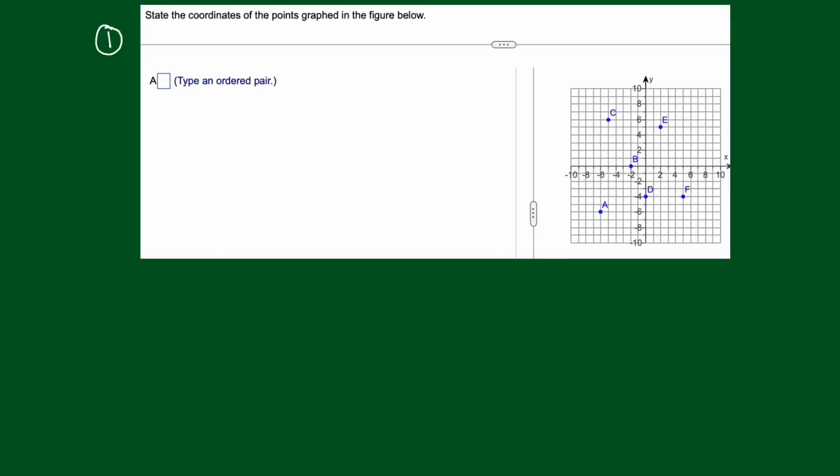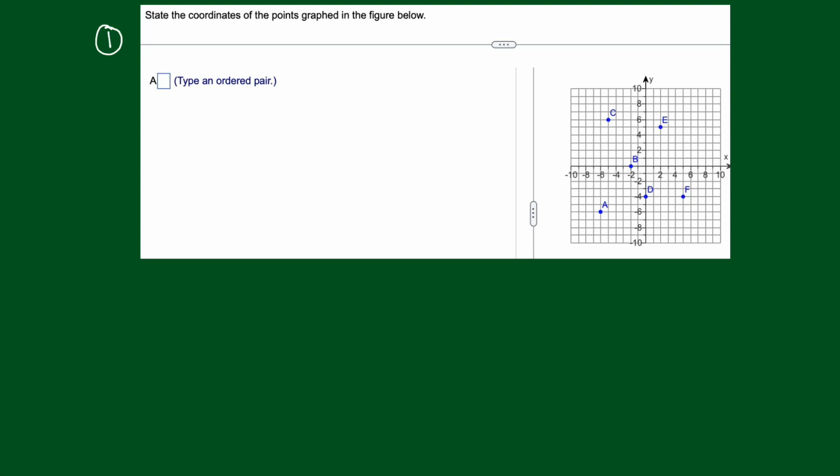We're now in this section on graphing. This is an introduction to graphing. So what we have here is a coordinate system. Over here on the right, there's our coordinate system. We've got the x values along the horizontal axis, the y values along the vertical axis, and we've got a bunch of plotted points here. And what we're supposed to do is type in the ordered pair.